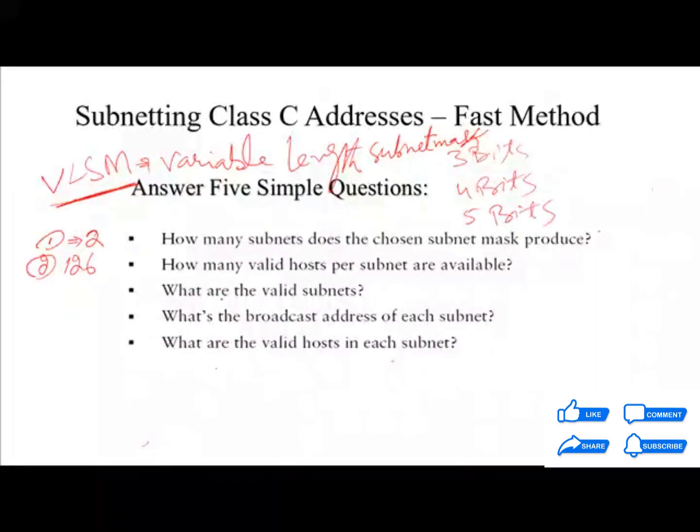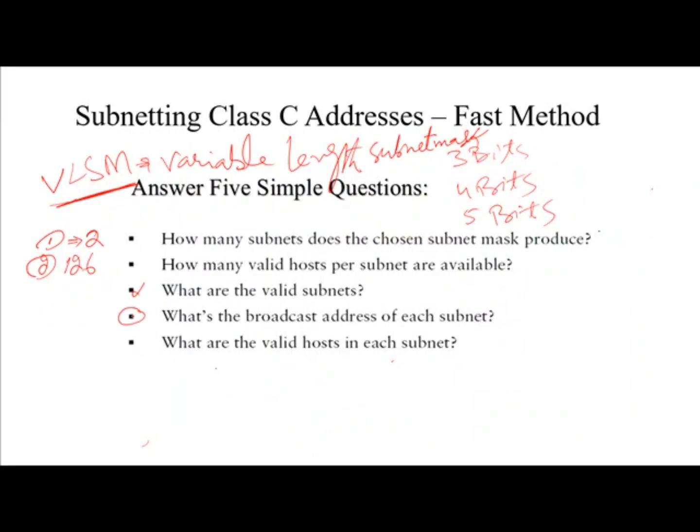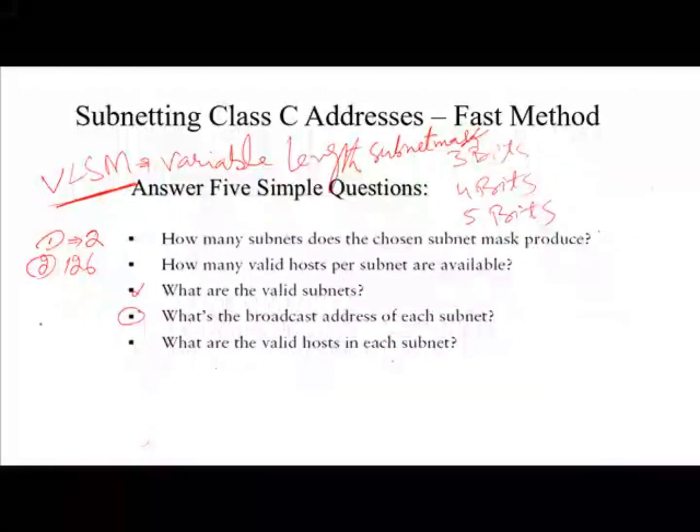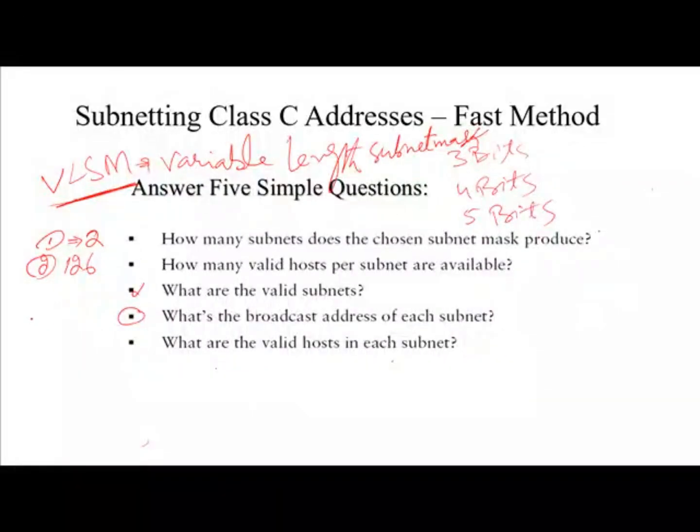Now, forget this question, move to the fourth one. It asks for the broadcast address. The broadcast address means the last address in a subnet. It will be the last address in a subnet of an IP address.